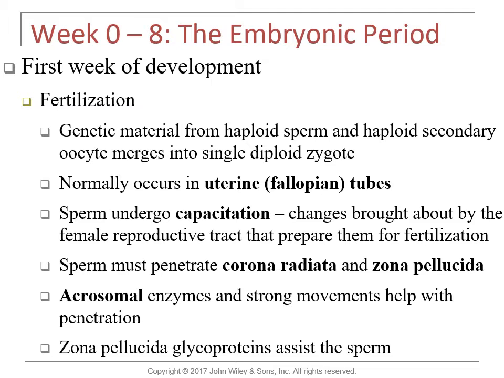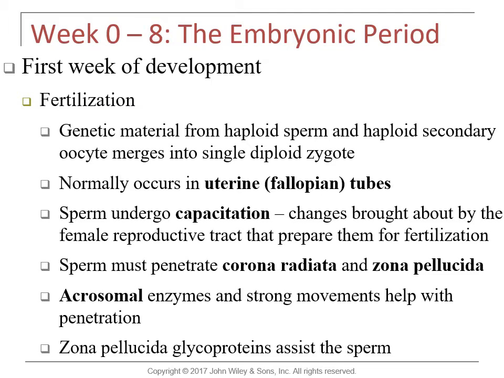During fertilization, the genetic material from a haploid sperm cell, which is the spermatozoon, and a haploid secondary oocyte merges into a single diploid nucleus. The way it happens is that of the 200 million sperm introduced into the vagina, fewer than 2 million, which is only about 1%, reach the cervix of the uterus, and only about 200 reach the secondary oocyte. Fertilization normally occurs in the uterine tube, which is the fallopian tube, within 12 to 24 hours after ovulation.